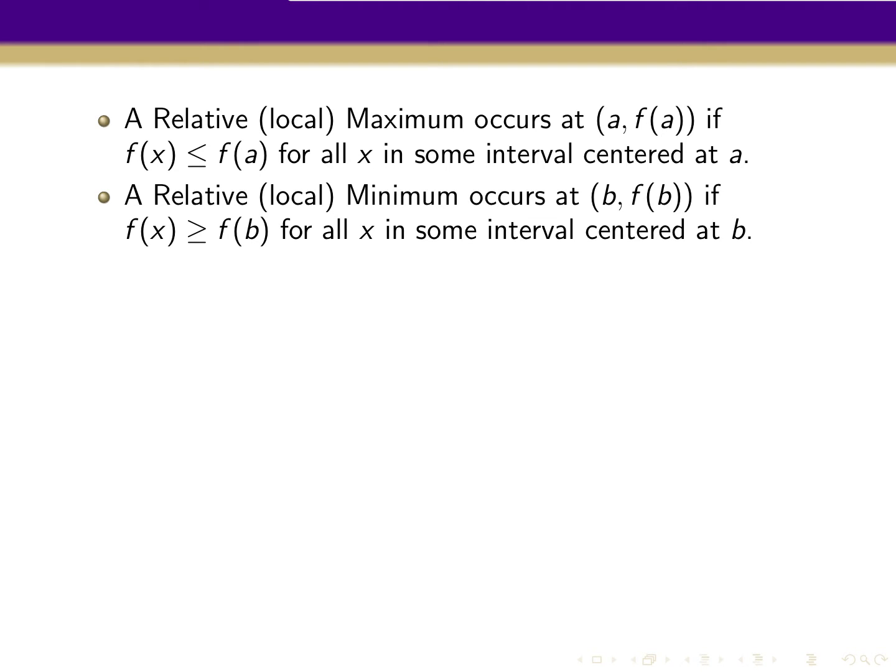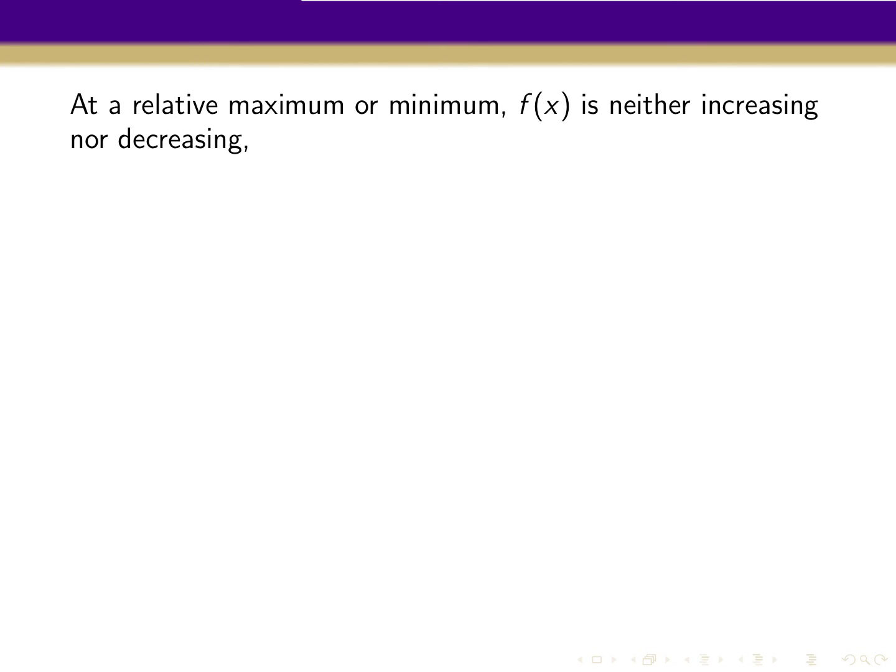So a relative or local minimum occurs at b, f(b), if f(x) is greater than or equal to f(b) for all x in some interval centered at b. At a relative maximum or minimum, f(x) can be neither increasing nor decreasing.